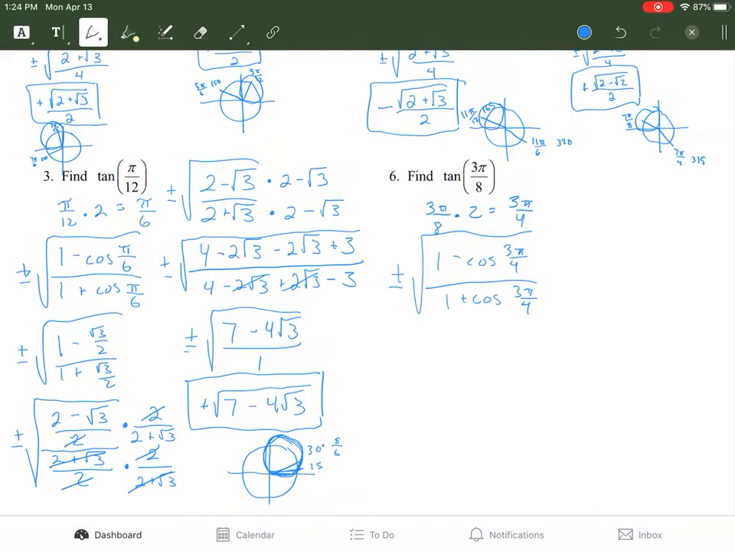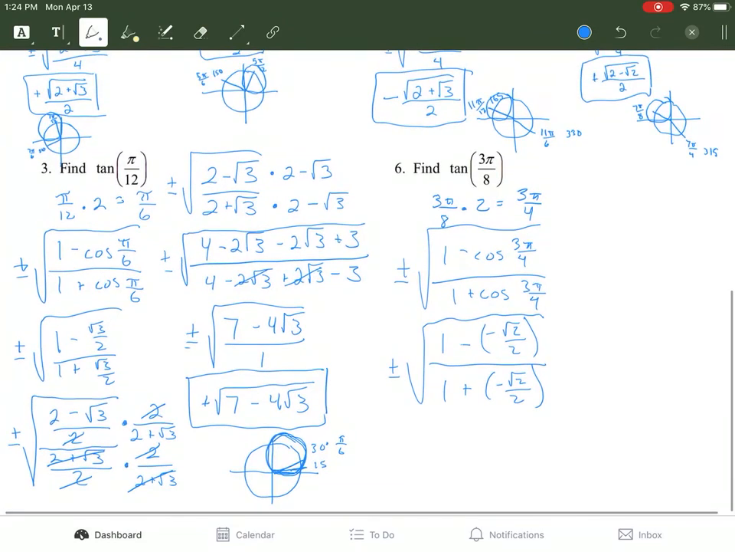Okay, so 3 pi over 4 for cosine is going to be negative root 2 over 2. So on top, 1 minus negative root 2 over 2, and on the bottom, 1 plus negative root 2 over 2, with the big square root and a plus or minus. Again, you can find where 3 pi over 4 is on the unit circle, and it's the x value of that point. Just like before, now we're dealing with root 2 over 2 instead of root 3 over 2, but the same rules apply.